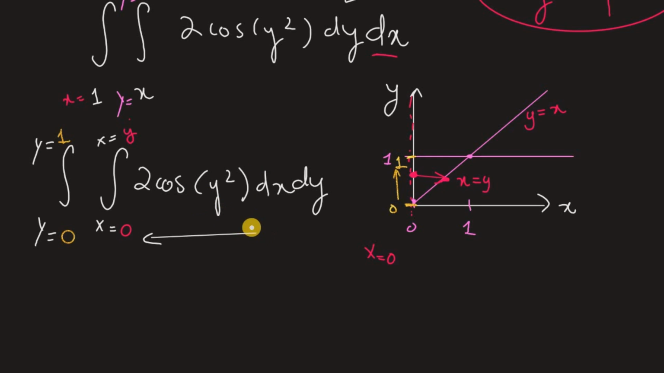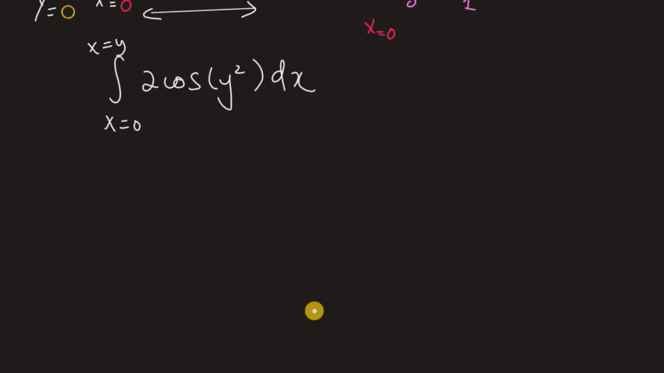Okay, so to evaluate this integral, we always go to the inside. We always do the inner integral first and then the outer integral. So we're evaluating the inner integral from x equals 0 to x equals y, and we have 2 cosine of y squared dx first.